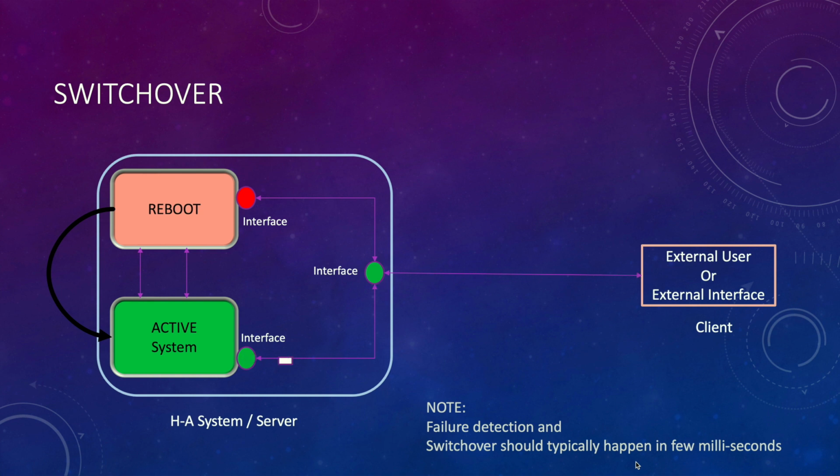The standby system already knows what the now defunct active system was doing at that time and takes over all the tasks. Whatever connections were established with the previous active are now continued with the new active. Note that all this happens in a few milliseconds, so the clients don't even realize that there was a failure on the other side. The old active, which had crashed, now reboots and comes up as a new standby.